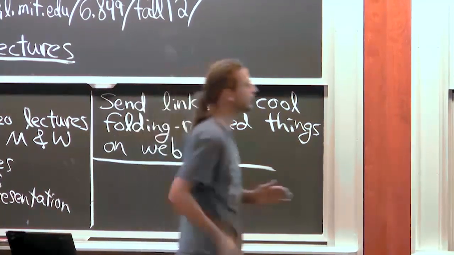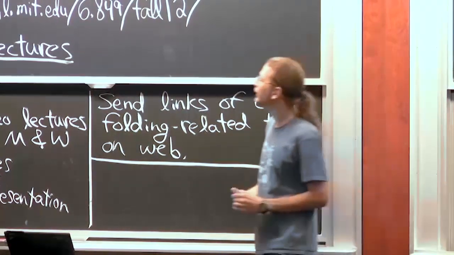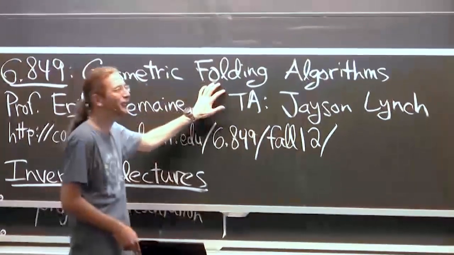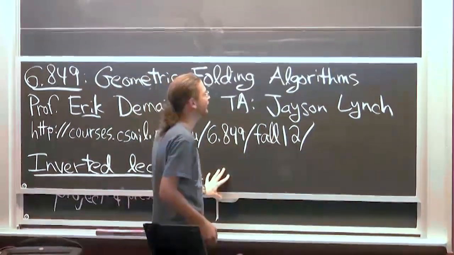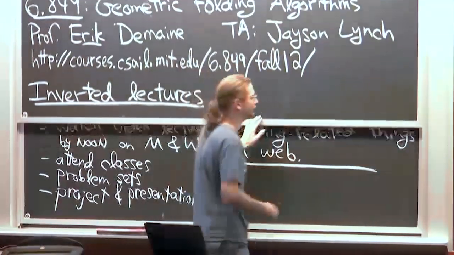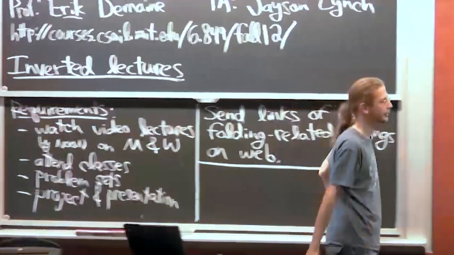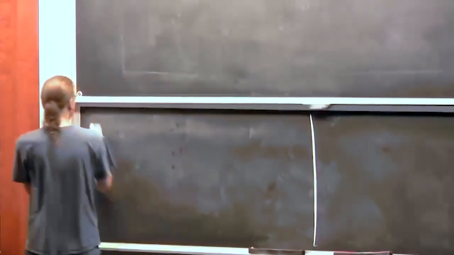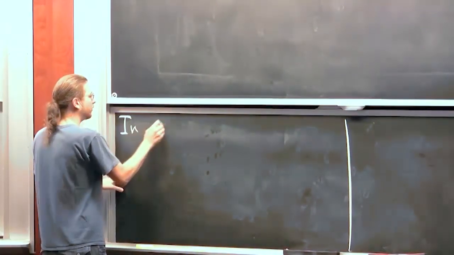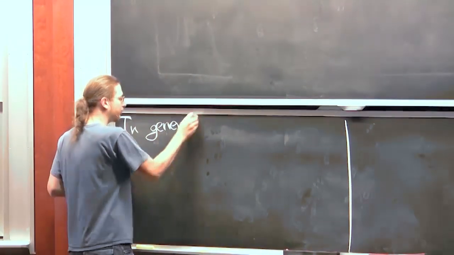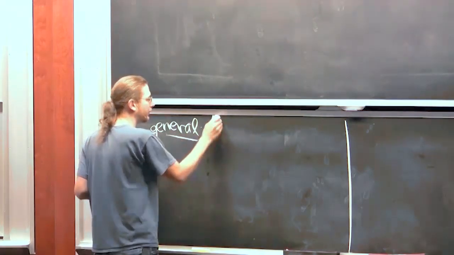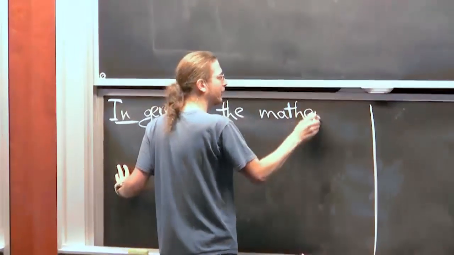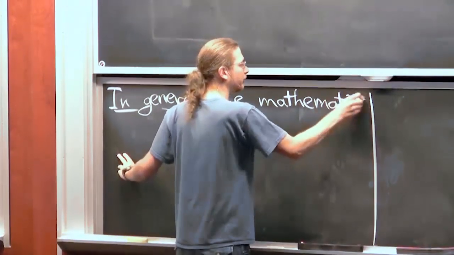Cool. So we are talking about geometric folding algorithms. So there's geometry, there's folding, and there's algorithms. Algorithms are how we compute things, at least theoretically. And in general, what this field is about is both mathematics and computer science: the mathematics and algorithms that underlie how things fold.